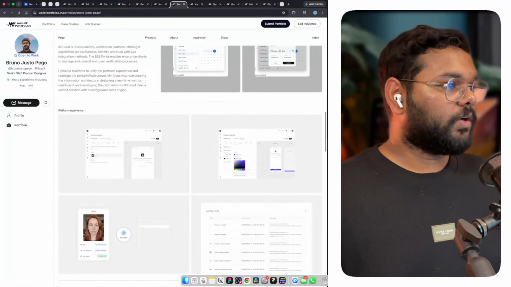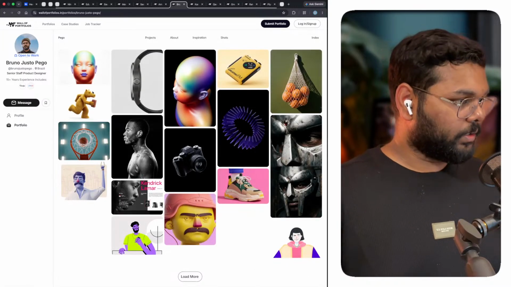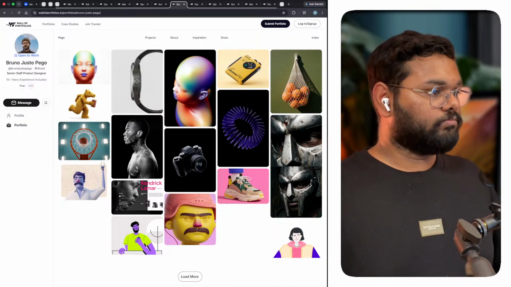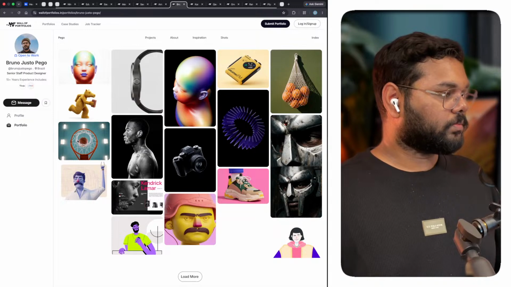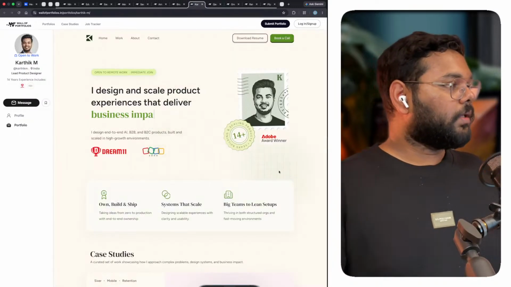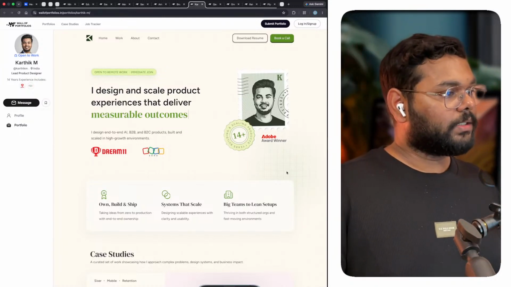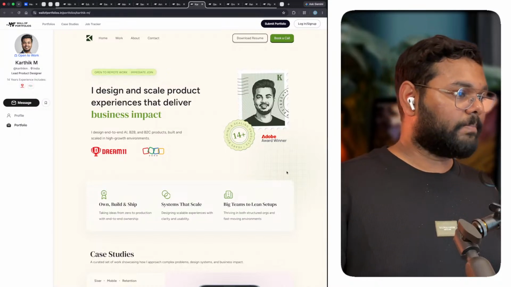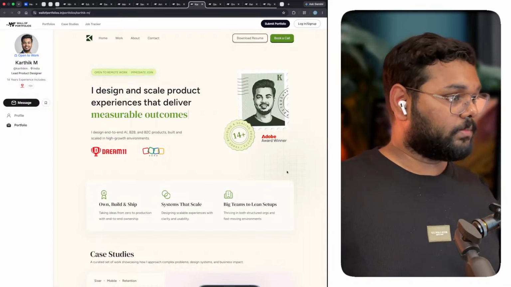Anyway, I'm moving on. Inspiration. Okay. Really good shots. Moving on to Karthik. I design and scale product experiences that deliver business impact and measurable outcome.